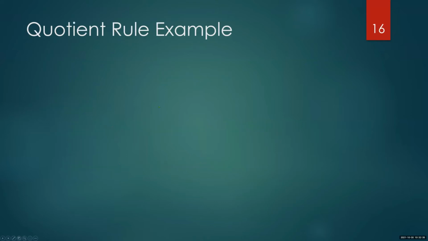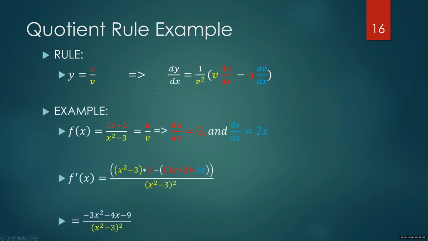So here's a similar example for the quotient rule. So again, using similar colors as before, if y is equal to u divided by v, dy dx is equal to 1 over v squared multiplied into v du dx minus u dv dx. And so here's an example using the similar color scheme. So if f of x is equal to (3x minus 2) over (x squared minus 3), which is equal to u over v, du dx is 3, and dv dx is equal to 2x.